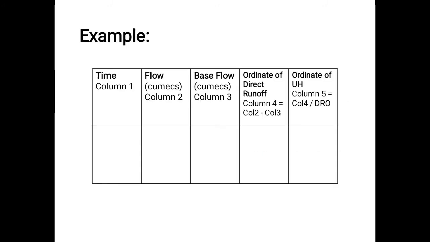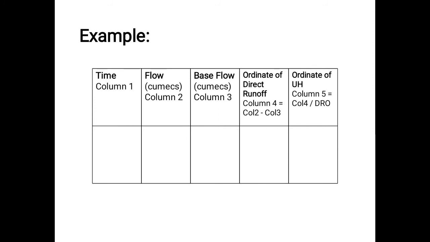We also have here the table, an example table. In the first column we have time, second is flow, third is base flow, fourth is the ordinate of direct runoff, fifth is the ordinate of the unit hydrograph. Usually, the time, flow, and the base flow are already given. The only thing we have to solve is the ordinate of direct runoff and the ordinate of the unit hydrograph.